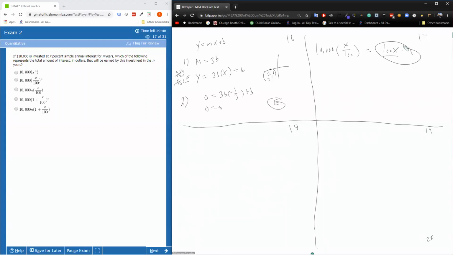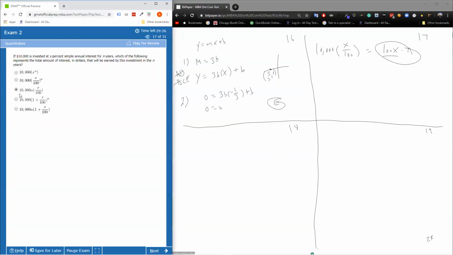So 100x n. But they keep it like this. And this is actually very confusing because this looks like an exponent. Oh wait, no, C, because that is an exponent.